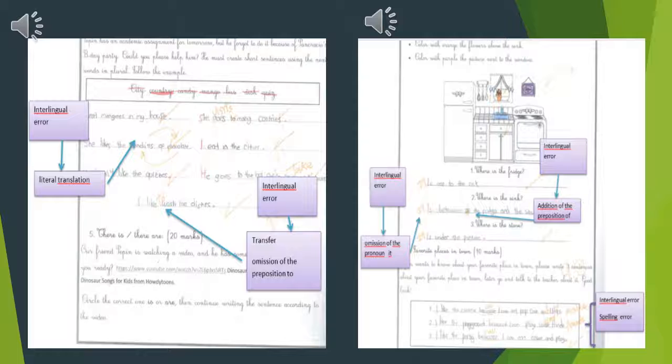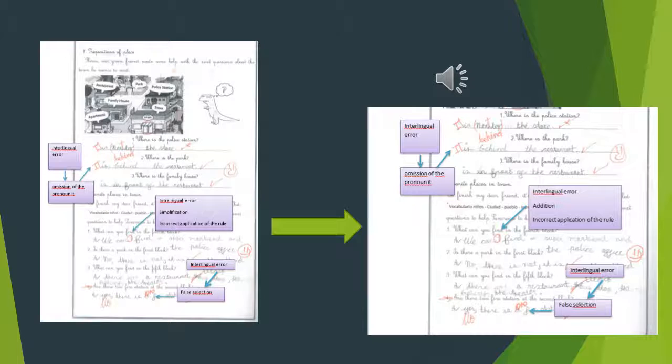In this case, we find several examples of interlingual errors by omission of a pronoun such as "it", by addition in a preposition such as "of", and a grammar error by spelling. Finally, in this worksheet, we have an interlingual error by omission of the pronoun "it", an addition error by placing negative terminations when it's not necessary, and an error by false selection where a preposition is wrongly chosen.